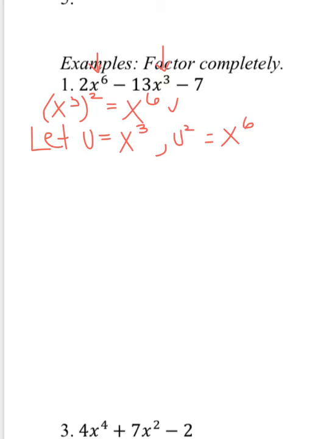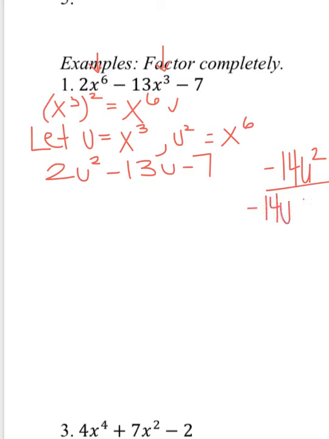So if I substitute this stuff in, instead of writing x to the 6th, I have 2u squared, minus 13, instead of x to the 3rd, I have u, minus 7. And now you have a normal master product situation. So you multiply the first times the last, you get negative 14u squared. Two numbers that multiply to be negative 14 but add to be negative 13 would be negative 14u and positive 1u. So this is now 2u squared minus 14u plus 1u minus 7.